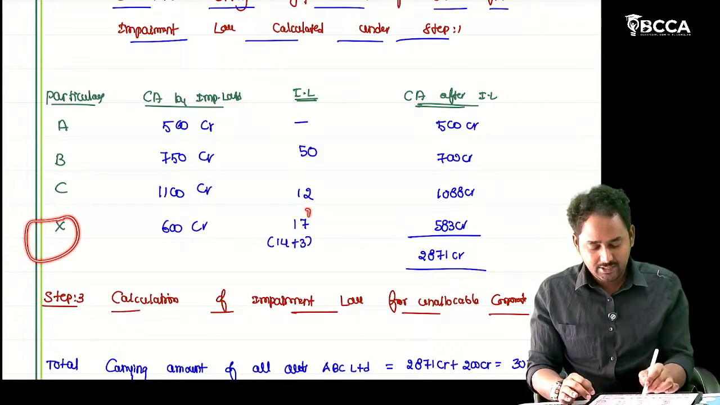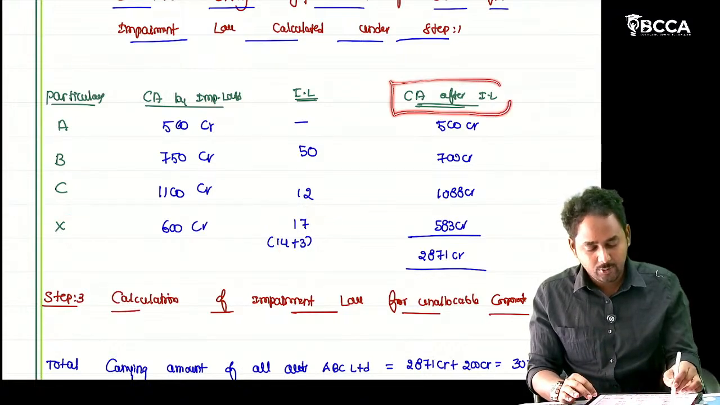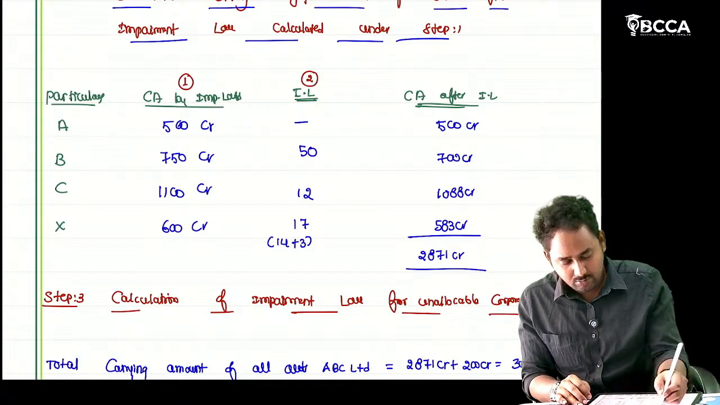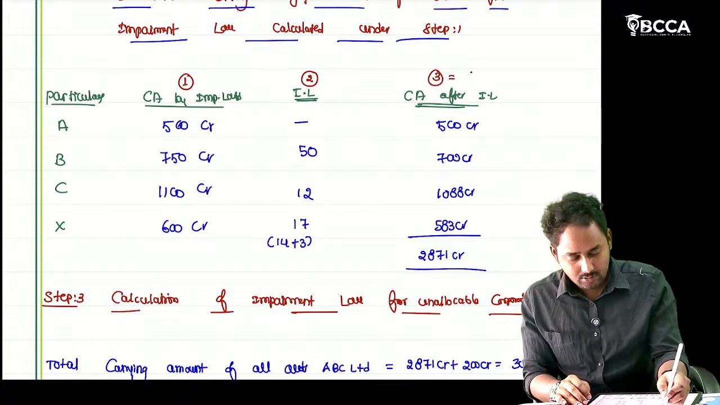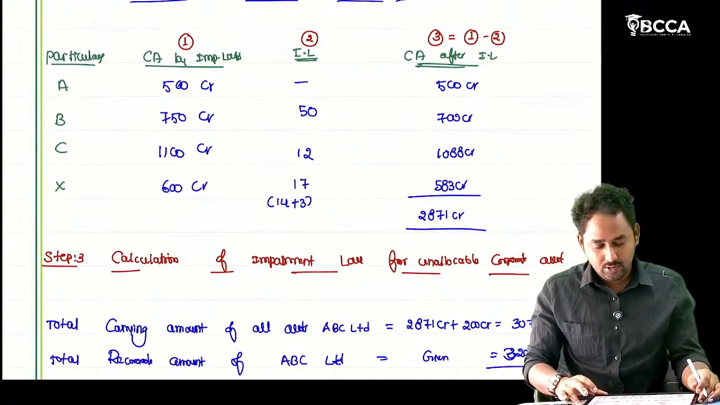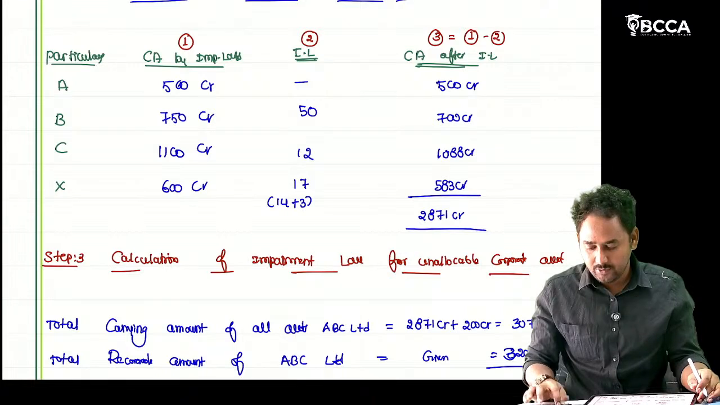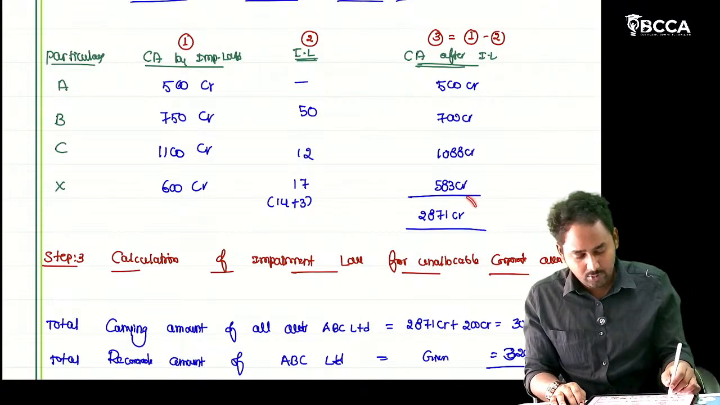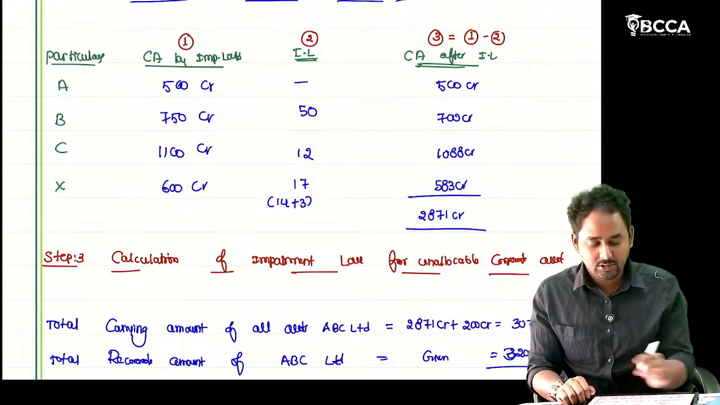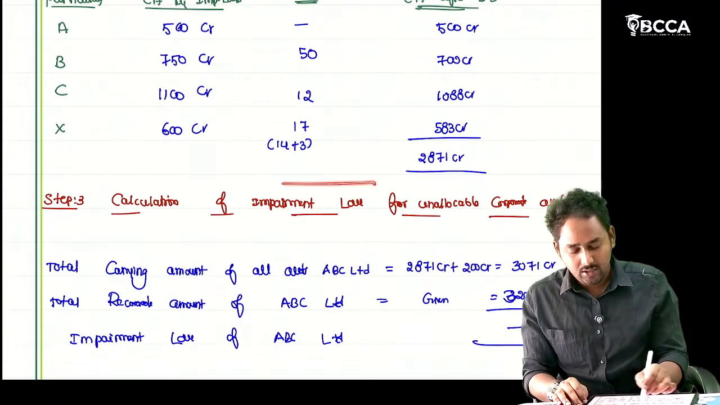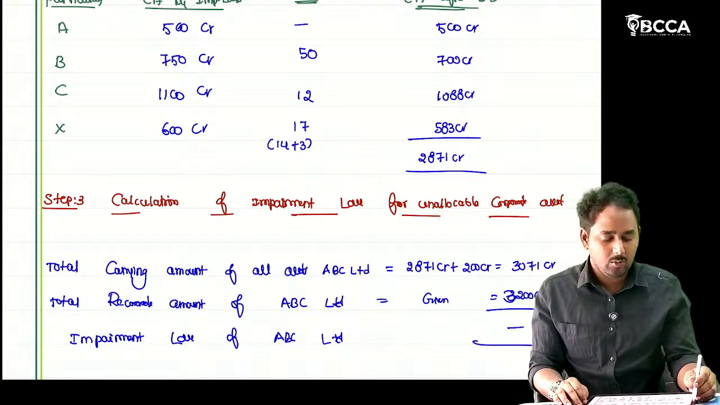So for X it is 17 of the impairment loss. So the carrying amount after impairment loss equals 1 minus 2. So 1100 minus 12 is 1088, and 600 minus 17 is 583. So what is the total carrying amount after impairment loss? 2871 crores. Then let's find out the impairment loss for unallocable corporate assets.